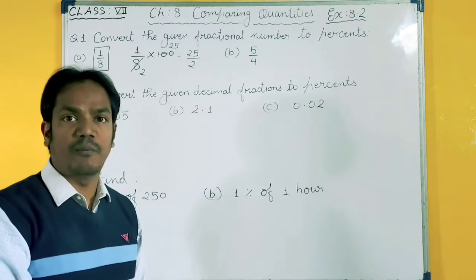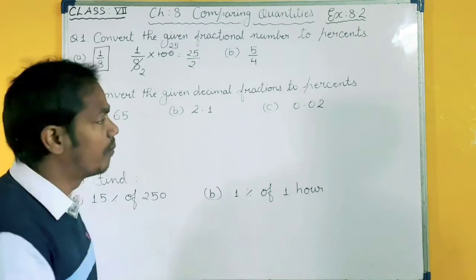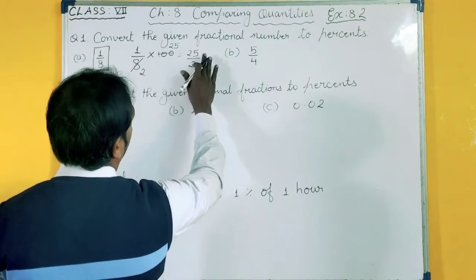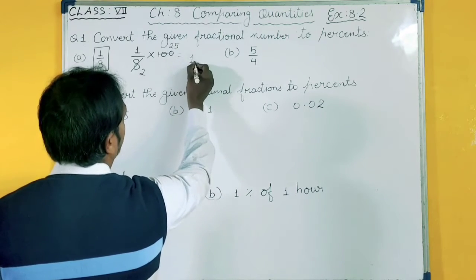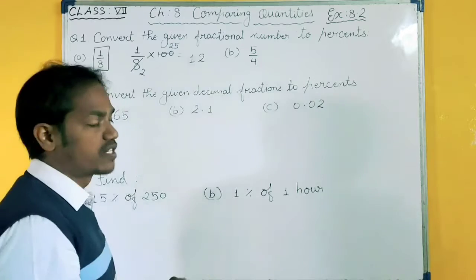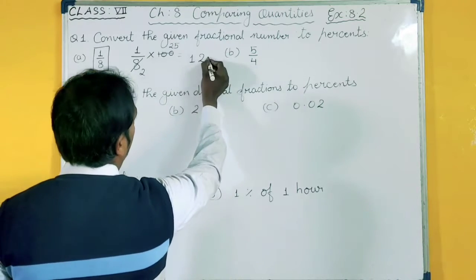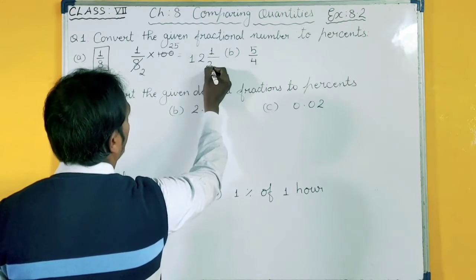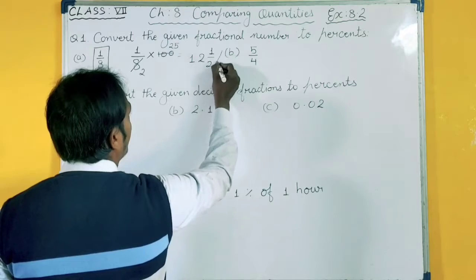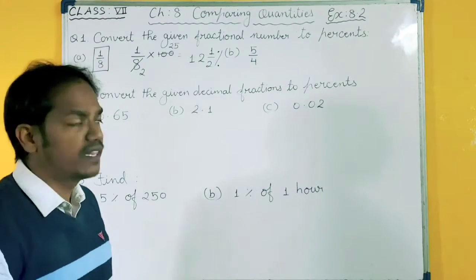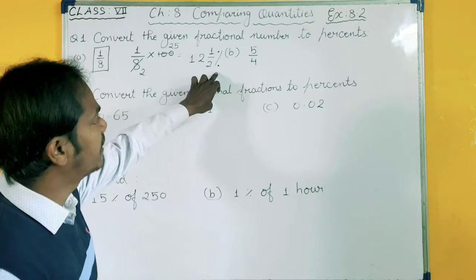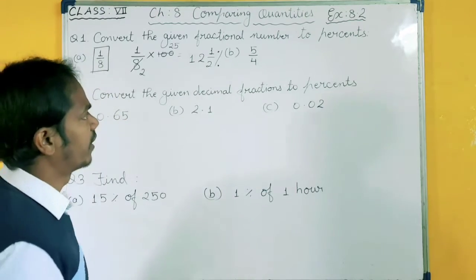This 25 upon 2 can be written as a percentage. So how will I write it? I will write it in mixed fraction. Okay, 2 12s are 24. Remainder 1 upon 2, and here I will put the percentage sign. Whenever you convert anything into percentage, it is compulsory to write its unit.